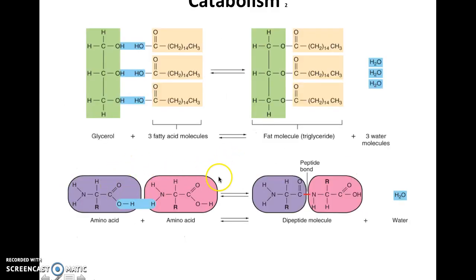This is showing the same thing. Catabolism is taking a large molecule and going in the opposite direction, breaking it down into smaller molecules. Here you see a dipeptide molecule. We're going to talk about this a few times throughout the lecture. A dipeptide is simply two amino acids that are joined with a peptide bond. Peptide bonds join amino acids together, and so you take the dipeptide and break it into the two individual amino acids. In order to do that, it takes water to split the molecule.